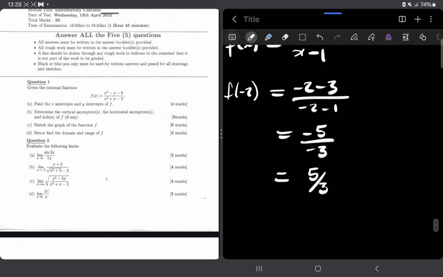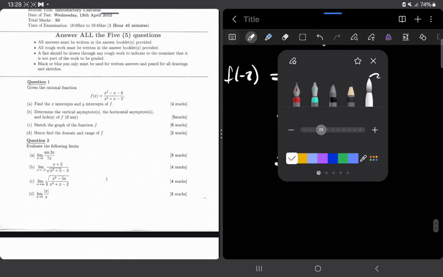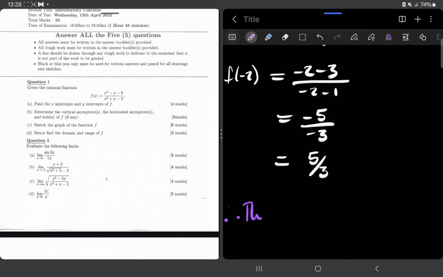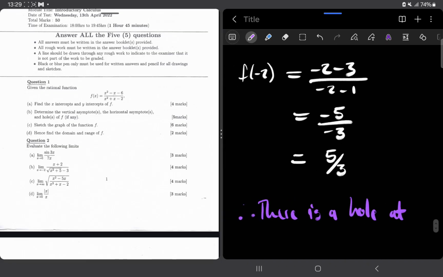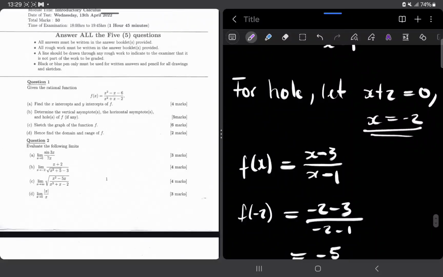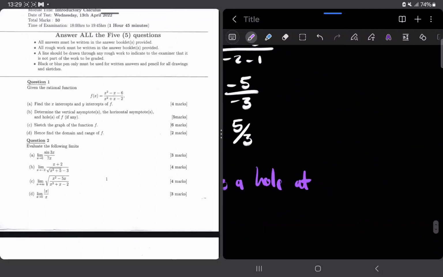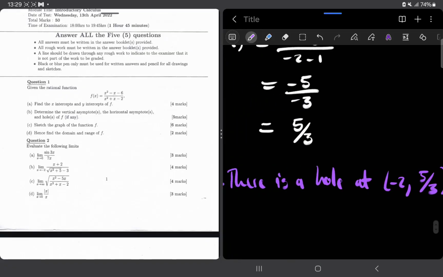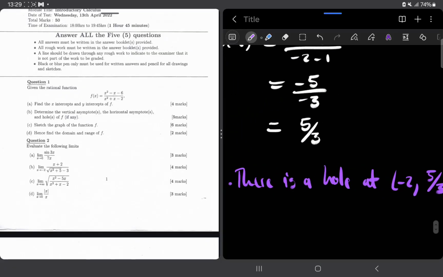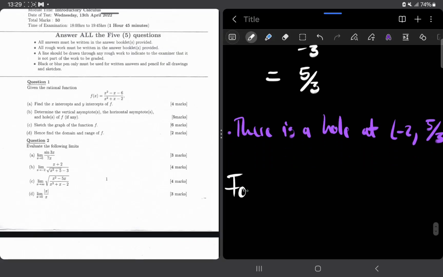So now we have it like this. Therefore, there is a hole at, we now put the coordinates. What is the x? X is negative 2. What is the y? 5 over 3. So it's negative 2 comma 5 over 3. This is where the hole is, and you would be done. This is for the hole. Now we keep going. I mean, this is just so easy.